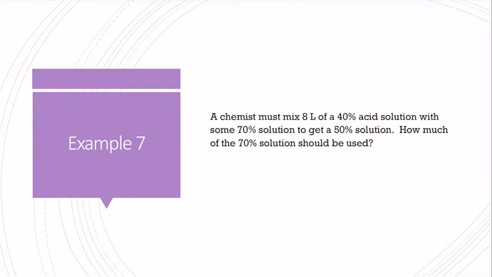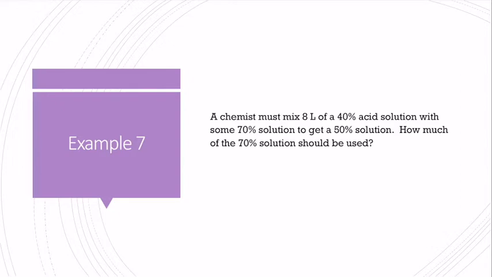For this problem, we're going to use a table as well. This is a good one. I know I've got some chemists and some biologists and some biochemists in my class. So this is a really good problem for you guys. So a chemist must mix 8 liters of a 40% acid solution with some 70% solution in order to get a 50% solution, right? That's what we want. So how much of the 70% solution should be used?